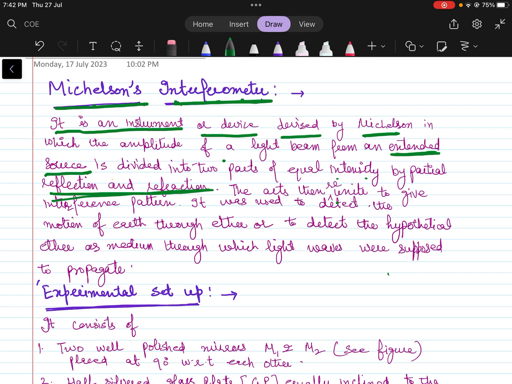Today our topic is the Michelson interferometer. It's a very important topic for exams. First of all, what is it?